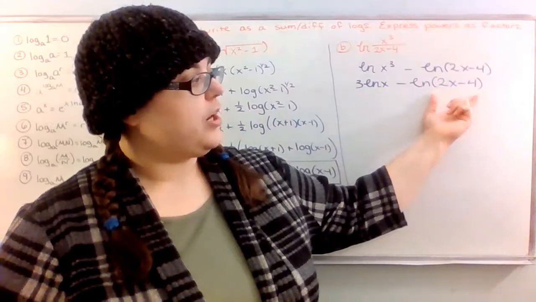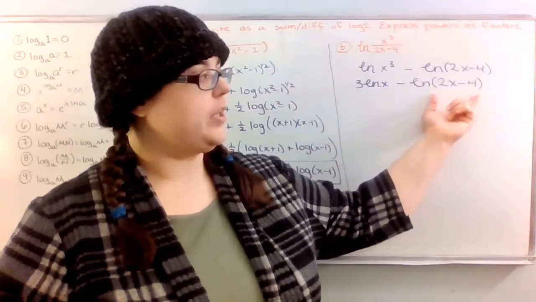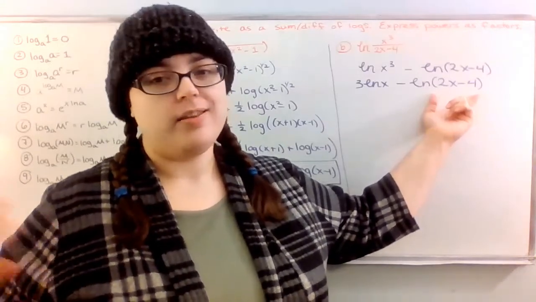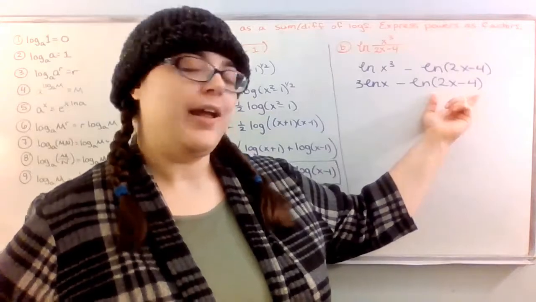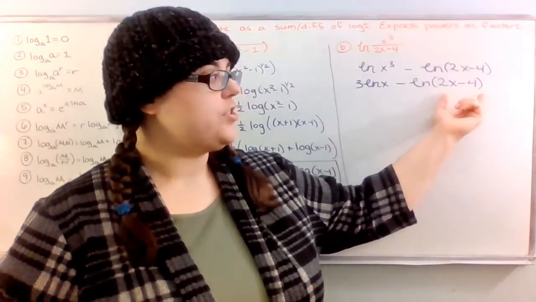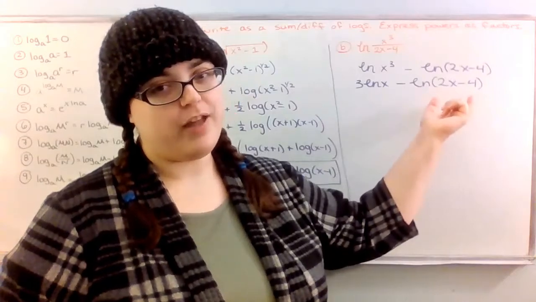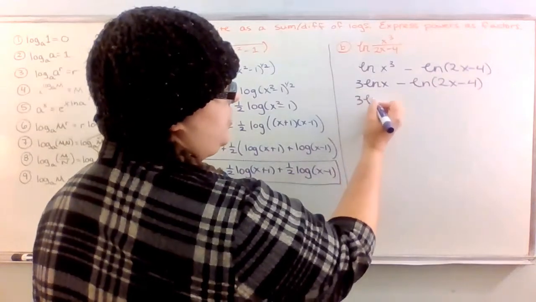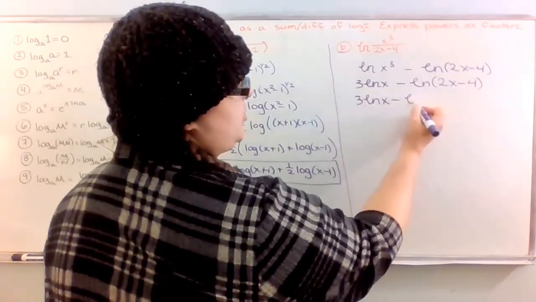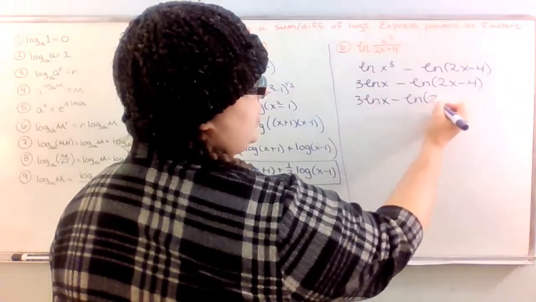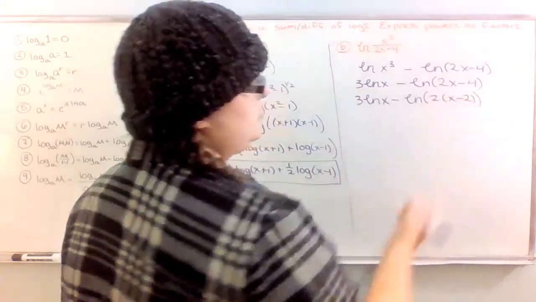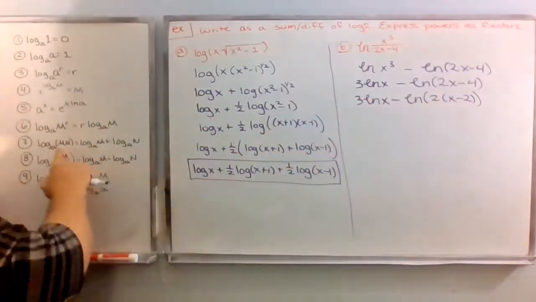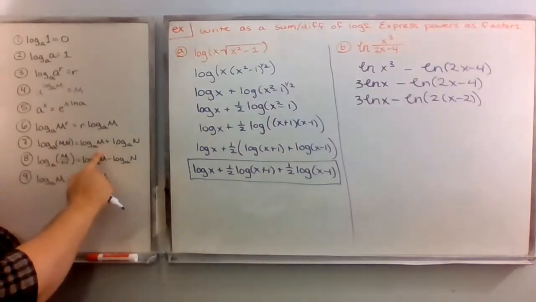When I look at the natural log of 2x minus 4, if I had something like the natural log of 2x minus 1, then I would be done, because there's nothing in there that I can factor out. However, with 2x minus 4, there's a 2 in common. So I can factor a 2 out of that and then apply property 7. I'm going to bring down my 3 natural log of x, and think of 2x minus 4 as 2 times x minus 2. Now I have a product on the inside.